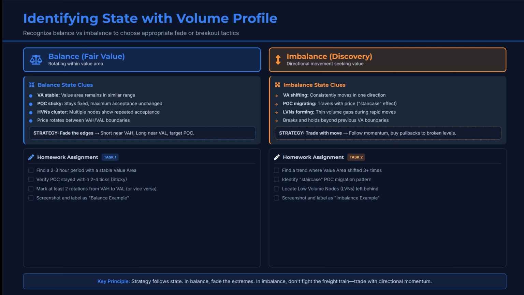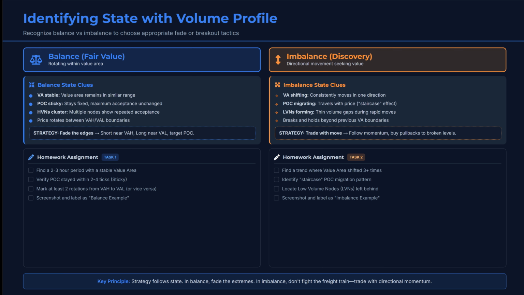Now we're diving into one of the most critical skills in volume profile trading: identifying market state. This is the skill that separates consistently profitable traders from those who struggle. Understanding whether the market is in balance or imbalance determines your entire tactical approach, whether you should fade the extremes or trade with directional momentum.